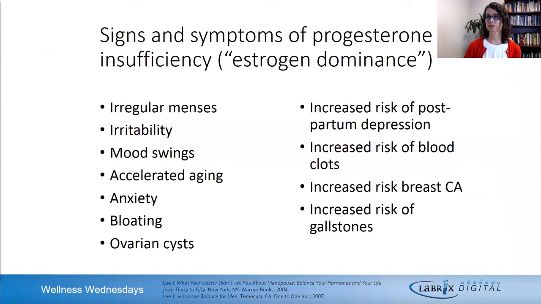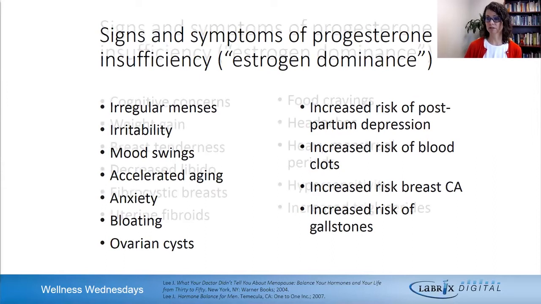So some signs and symptoms of progesterone insufficiency or estrogen dominance: irregular menstrual cycles, irritability, mood swings, all the things that we would associate with PMS, even accelerated aging that you'll see oftentimes in women as they become more perimenopausal. Even things like anxiety can be attributed to estrogen dominance, bloating, ovarian cysts, an increased risk of postpartum depression, increased risk of blood clots, increased risk of breast cancer, increased risk of gallstones.